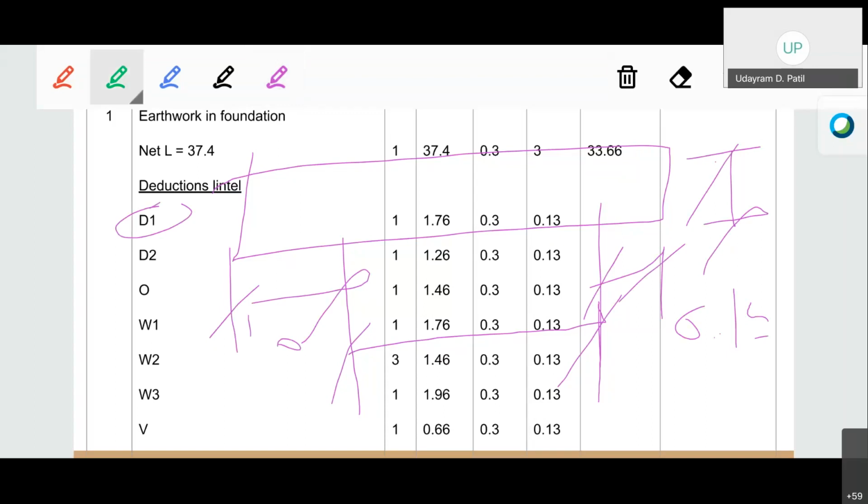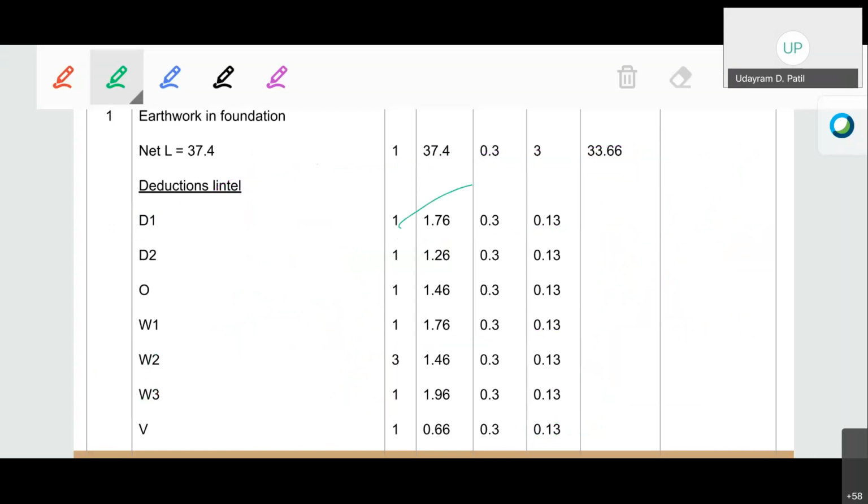as I already said, the offset for the lintel will be equal to the depth of the lintel. In our case, the depth of the lintel is 0.13, therefore the offset will be 0.13 on both sides. Therefore, the total length will be the length of the door, that is 1.5, plus 0.13 on one side and 0.13 on the other side. That will give us the total length of 1.76. Similarly, adding 0.26 to each length will give us the total length of our lintel.